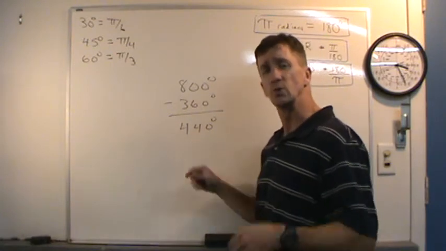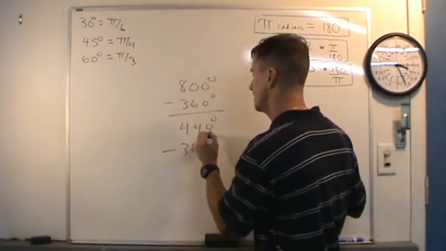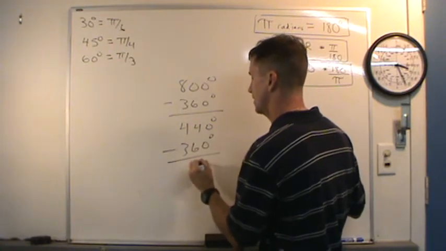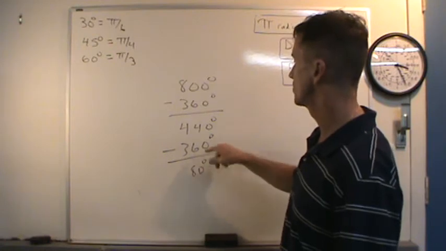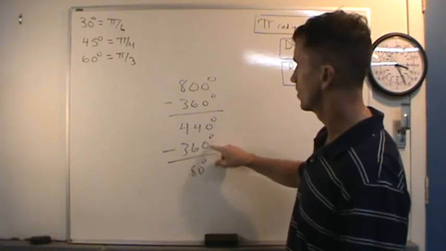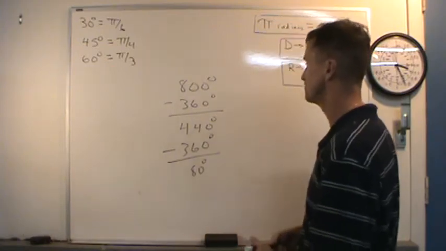But I want an angle between 0 and 360. Just subtract 360 again. 80 degrees. Excuse me, 80 is coterminal with 440. 440 is coterminal with 800 degrees.